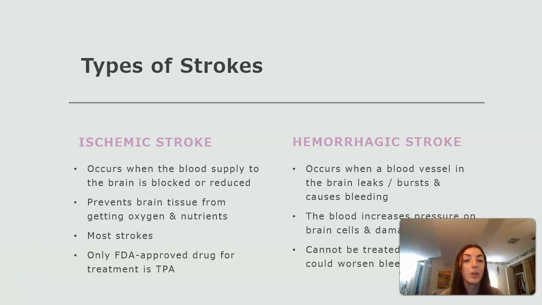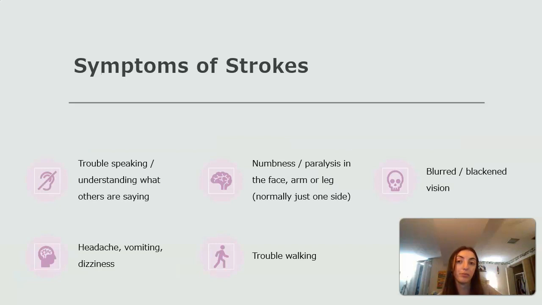The other type of stroke is the hemorrhagic stroke. This one occurs when a blood vessel in the brain either leaks or bursts, and it causes bleeding. And this bleeding increases pressure on the brain cells, and that's what damages them. However, this type of stroke cannot be treated with TPA because it could make the bleeding worse.